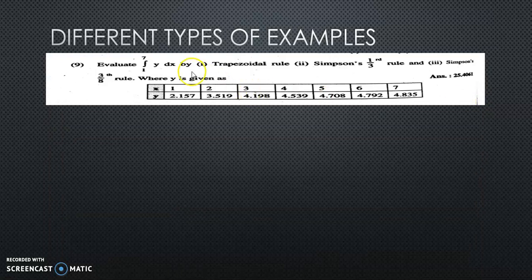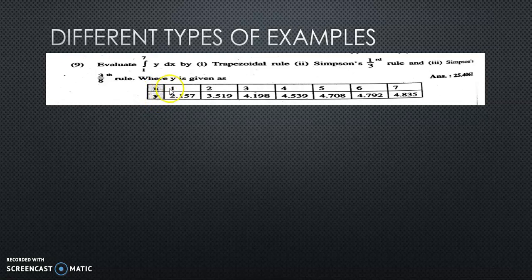You can see in the first example, the integral is given as 1 to 7 y dx, and you are supposed to solve it using the 3 rules. As I told you earlier during the explanation of the algorithm, many of the times if you are lucky, the data will be given in this form. You can see that x values are given and corresponding y values are also given.